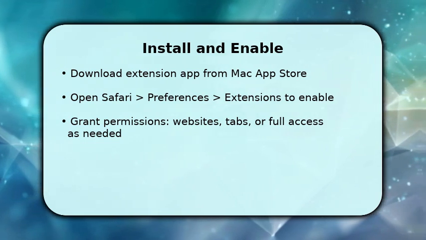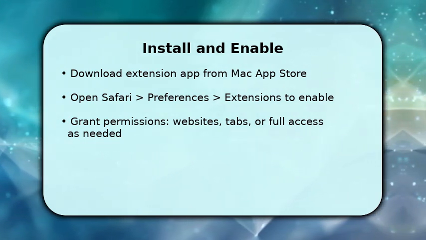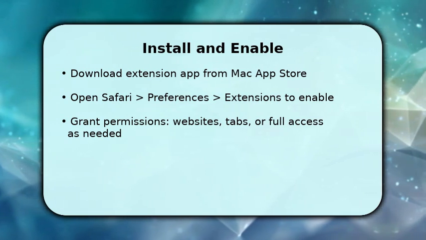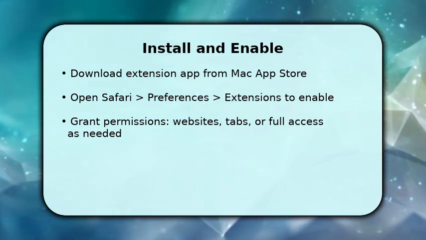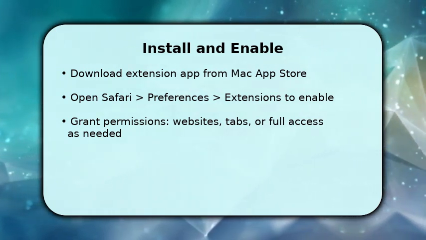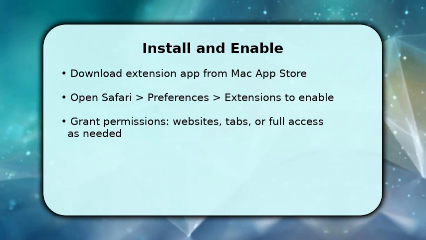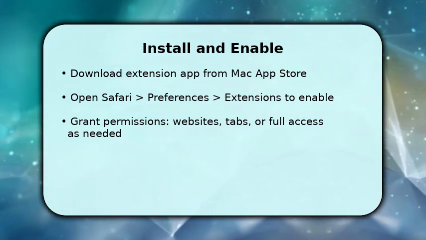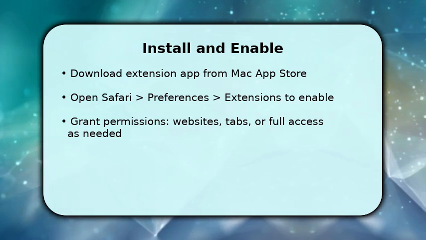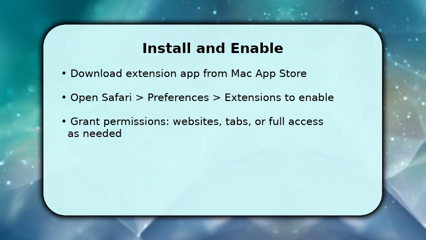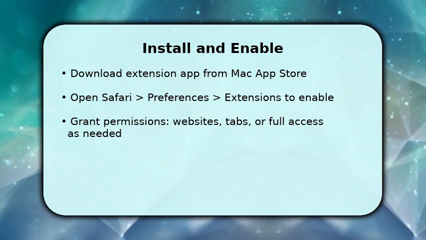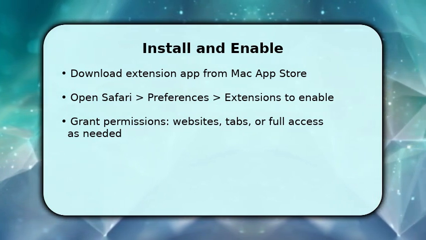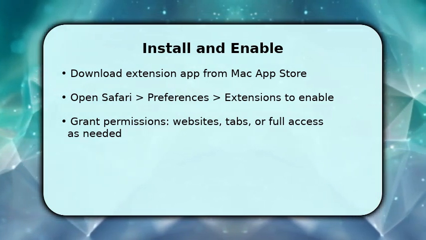Once installed, open Safari and go to Preferences, then Extensions, locate the new extension and check its box to enable it. Next, grant necessary permissions carefully. Allow access to specific websites or all sites only if required. If the extension includes a companion app, make sure it's running. Otherwise, Safari may show limited functionality or request additional permissions.